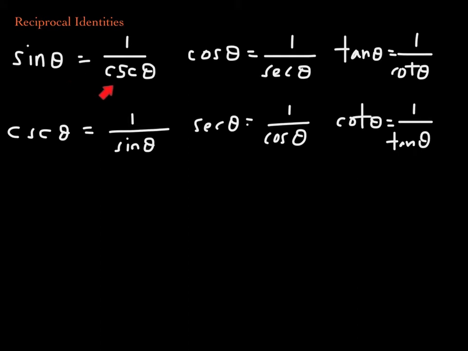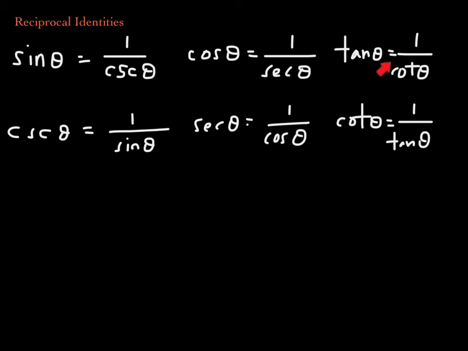Now, let me remind you that sine of theta is defined to be y over r. Cosecant of theta is defined to be r over y. So that's why sine of theta is just equal to 1 over cosecant of theta. Similarly, look up the definition from an earlier lesson for cosine of theta. You would find that cosine of theta is defined to be x over r, while secant of theta is defined to be r over x. And so that justifies this statement.